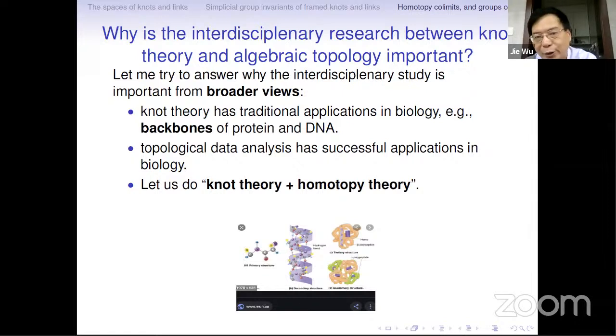There's one traditional connection with biology: the protein and DNA structure, right? These backbones are given by knots. And recently there's a lot of progress using algebraic topology, the so-called topological data analysis, right? So if knot theory plus this algebraic topology catches the backbones, together with some data analysis, possibly we can get more information out of that, right? Okay, I should finish my talk here.